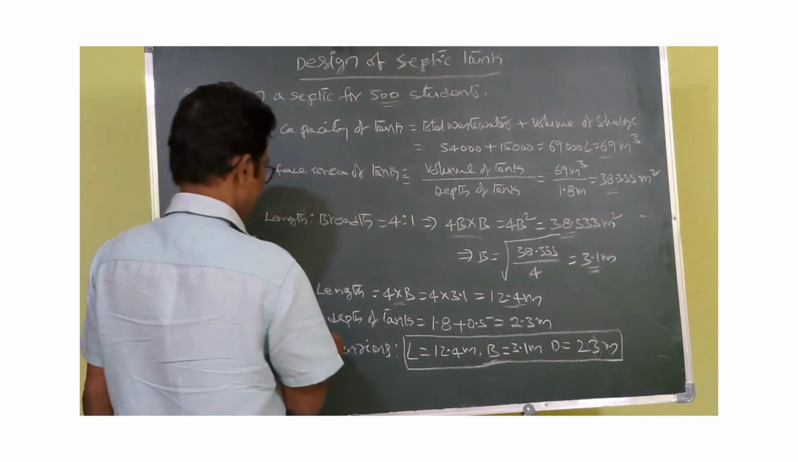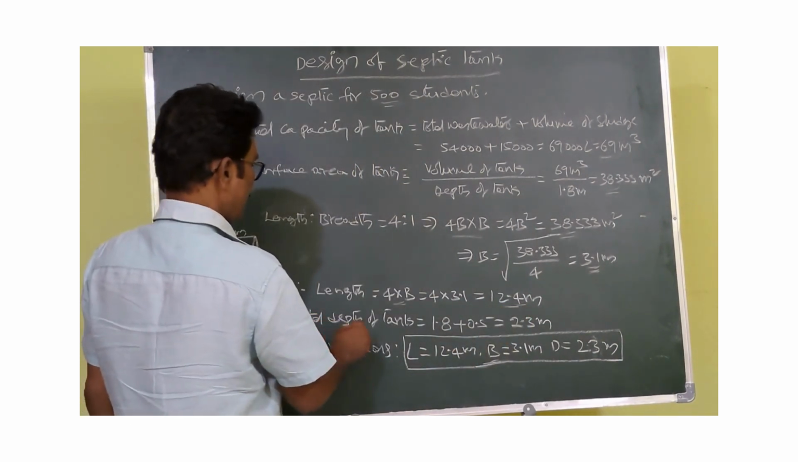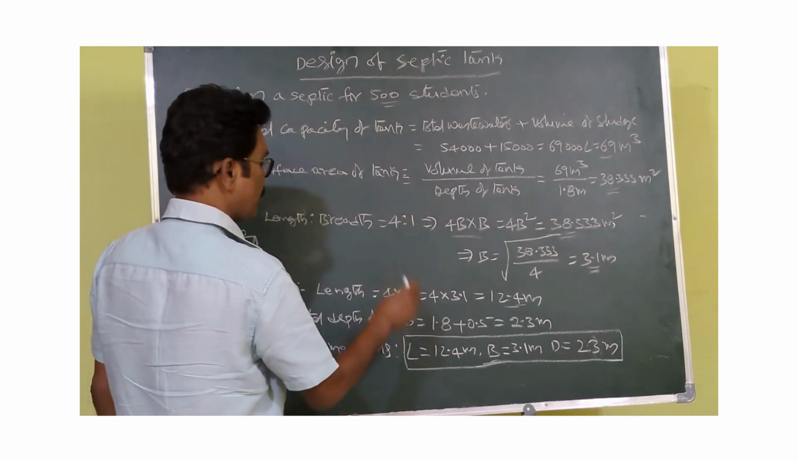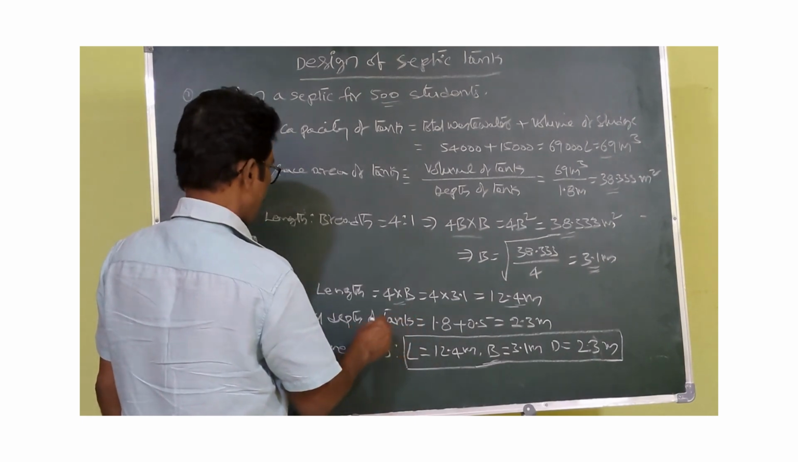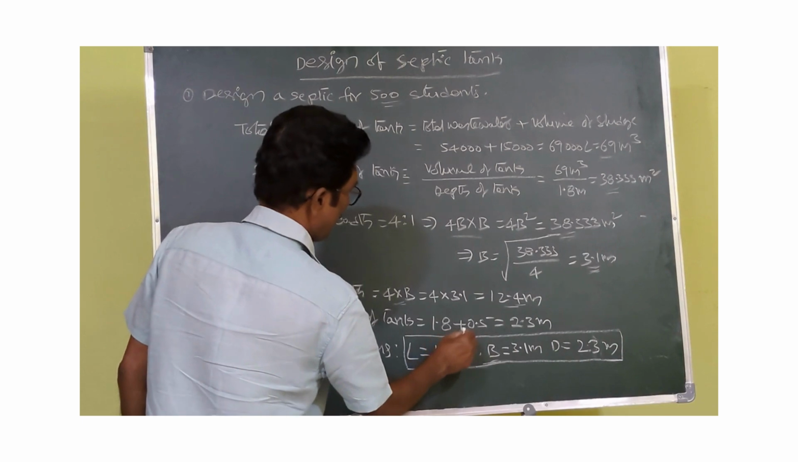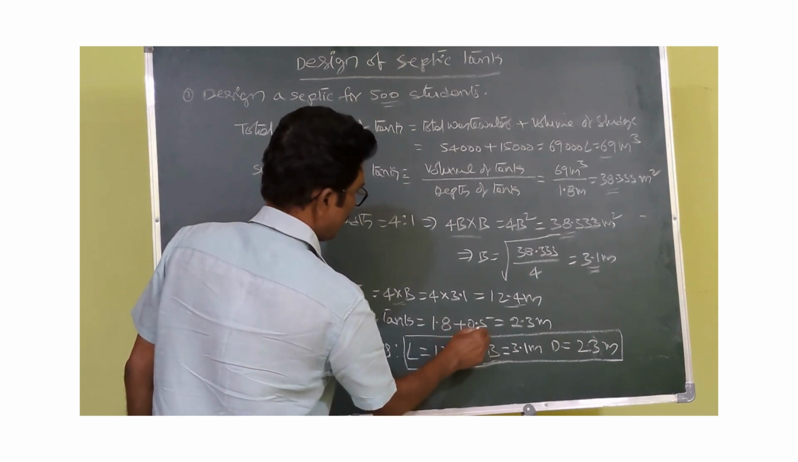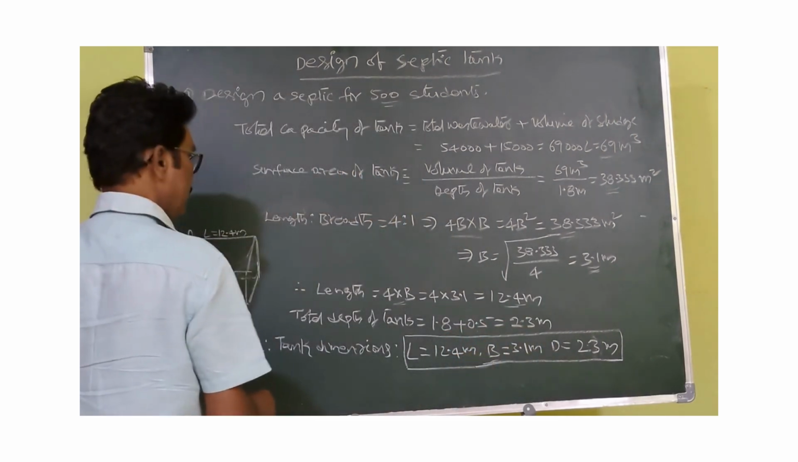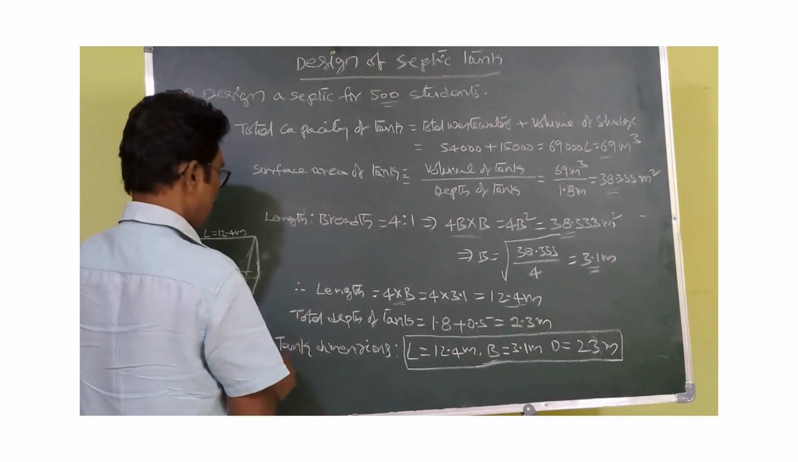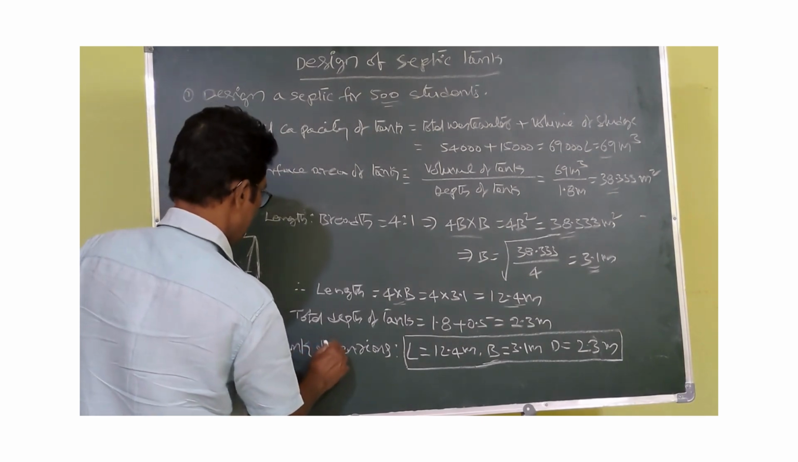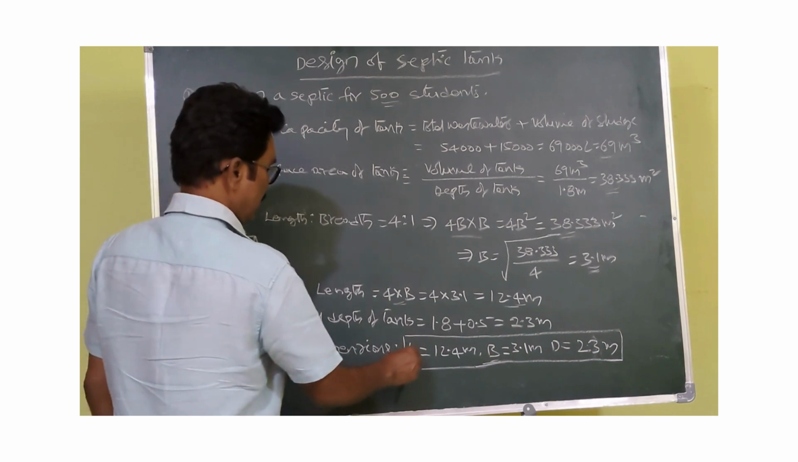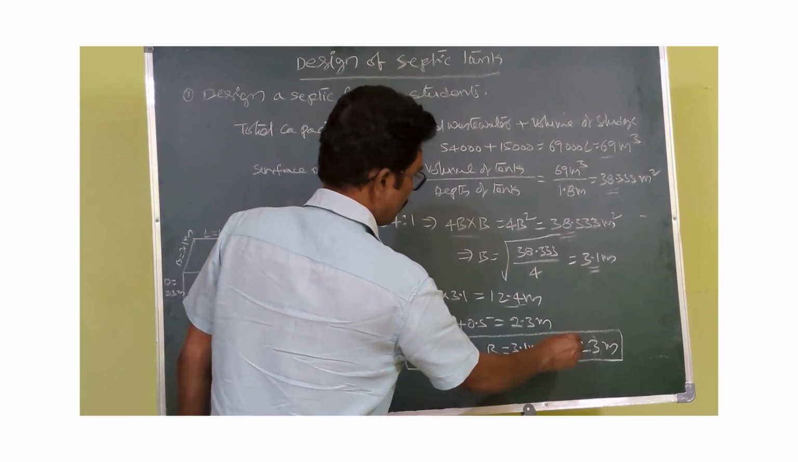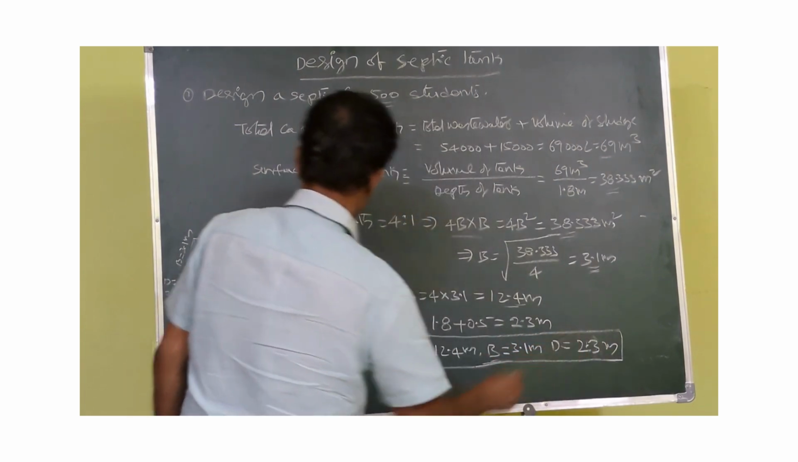Next, the total depth of the tank. We assumed 1.8 and the freeboard is also assumed as 0.5 meters. Therefore, to get the total depth of the tank, we add the depth and the freeboard, which equals 2.3 meters. So the total tank dimensions are L equal to 12.4 meters, B equal to 3.1 meters, D equal to 2.3 meters.